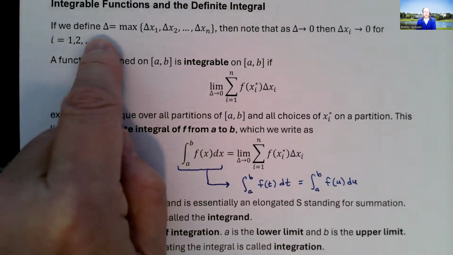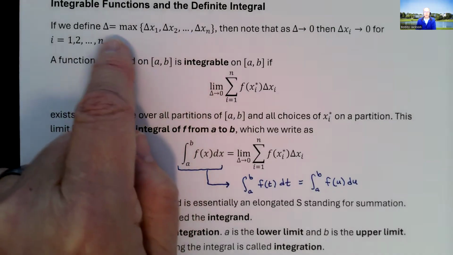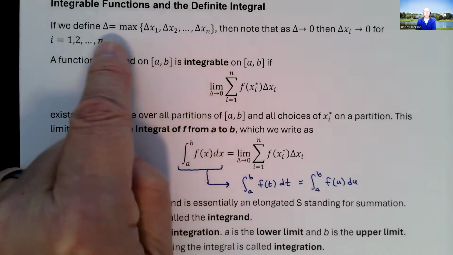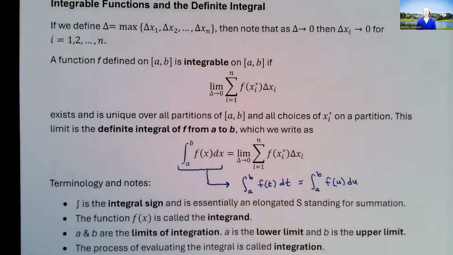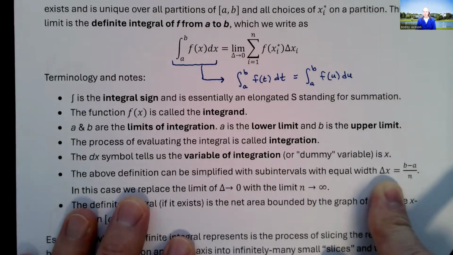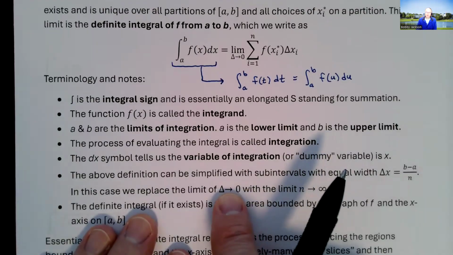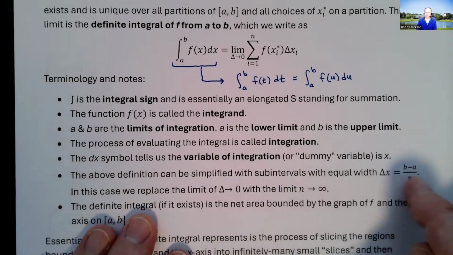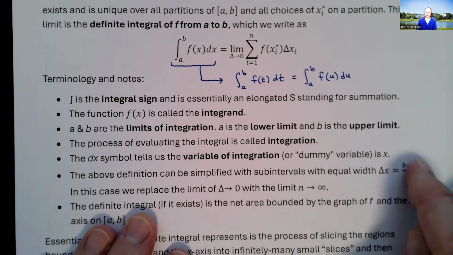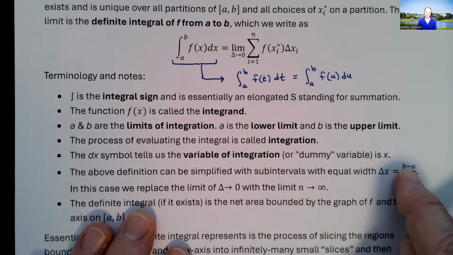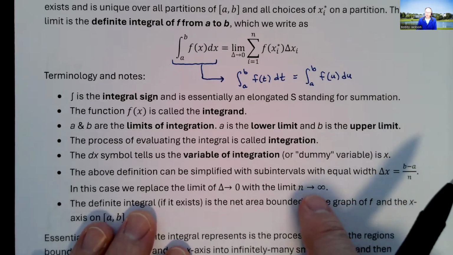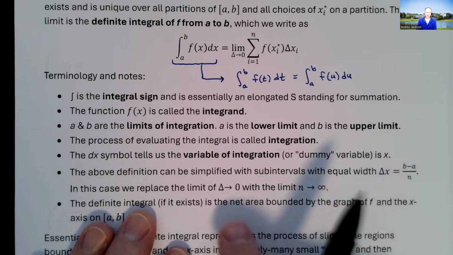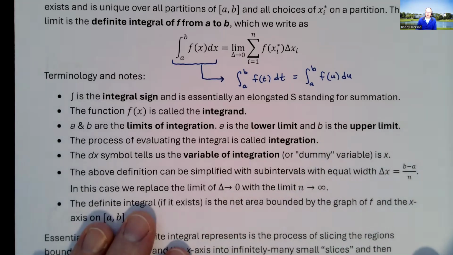So up here, when we talk about delta being the max of all these things will be equal, and so delta will just be that width. And in that case, what's happening is delta goes to zero. We can just replace that with the limit as n goes to infinity, right? So as we have more and more rectangles, what's happening to this expression? Fixed value b minus a over n, that expression is going to zero as n goes to infinity. So that will guarantee that our subinterval widths are going to zero.